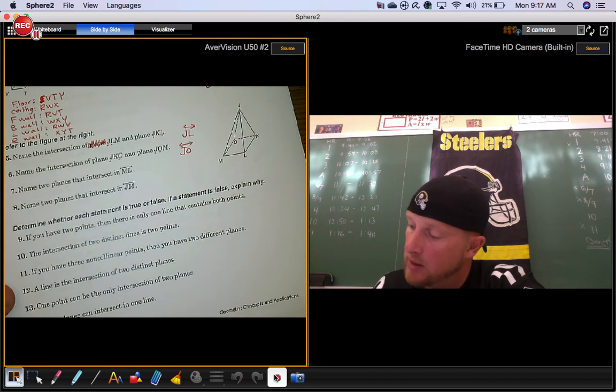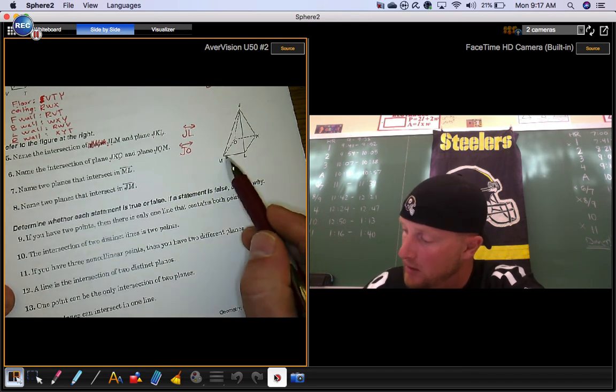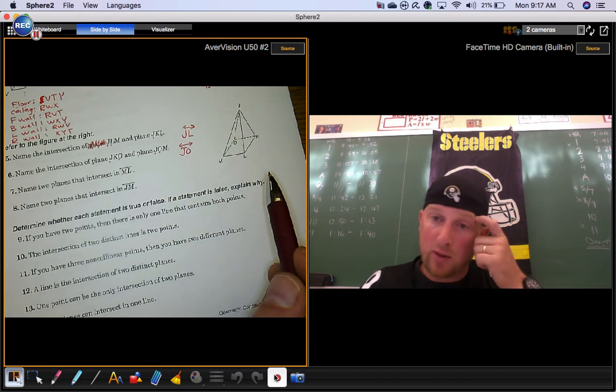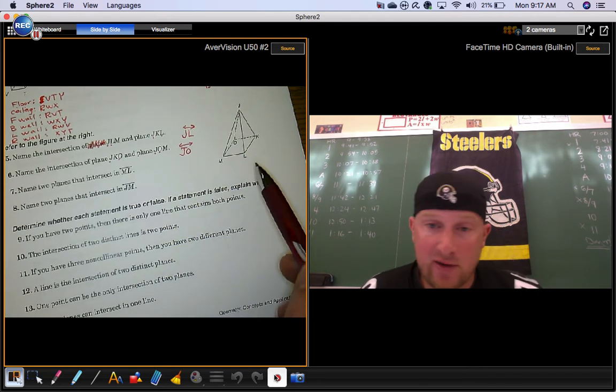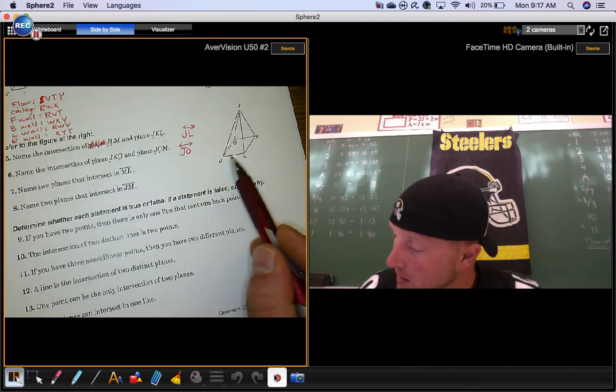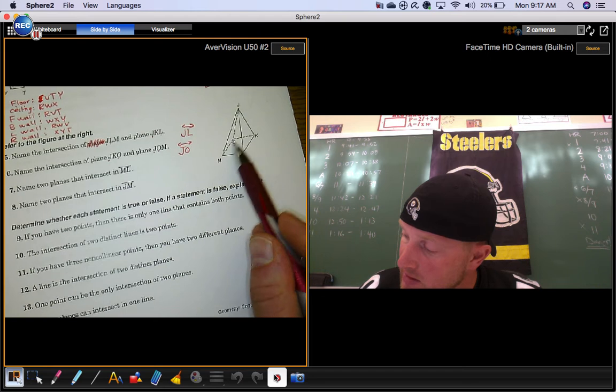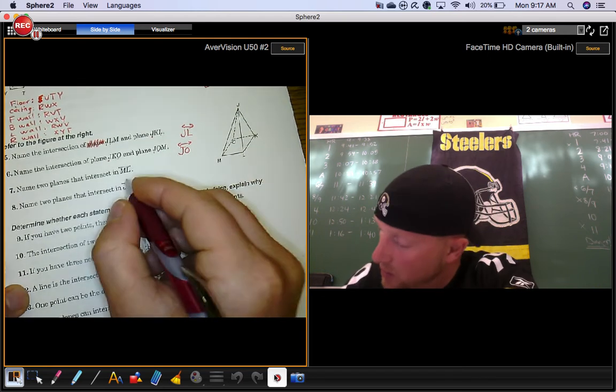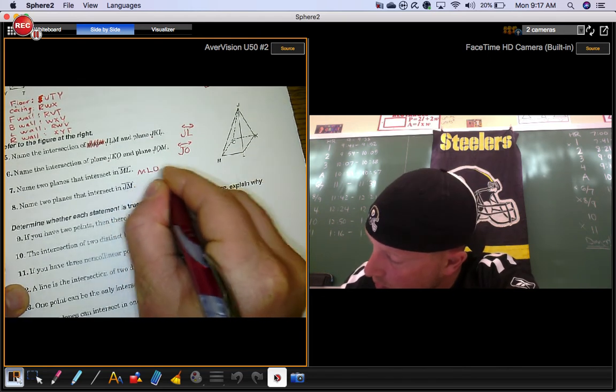Number 7, name 2 planes that intersect on line ML. So now we're kind of going backwards. They're going to give you the line of intersection. You have to say which 2 planes touch that line. So here's line ML. Line ML is definitely on the floor. Okay, so I'll name the floor first. I'll call it MLO.